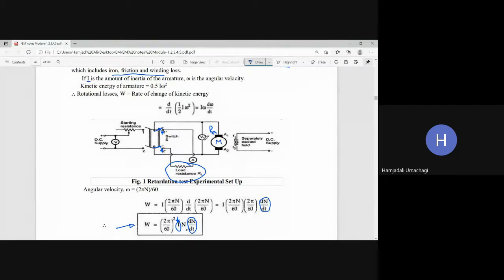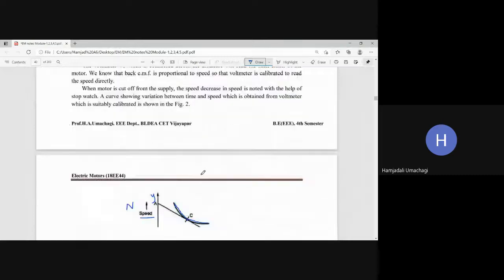High voltage to low voltage means what? High speed to low speed, because Eb is directly proportional to N here. So whatever Eb is, that is nothing but the speed. So the power consumed by this electrical load is nothing but the product of ammeter and voltmeter, for which we take the average readings. And altogether, whatever loss takes place is nothing but Ia square into (Ra plus RL). Ra is the armature resistance and RL is the extra electrical resistance.